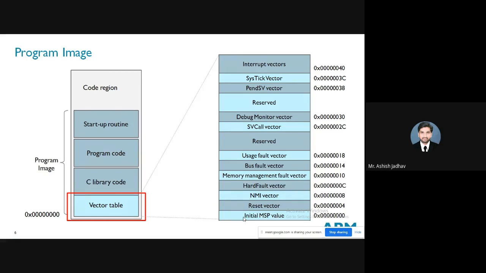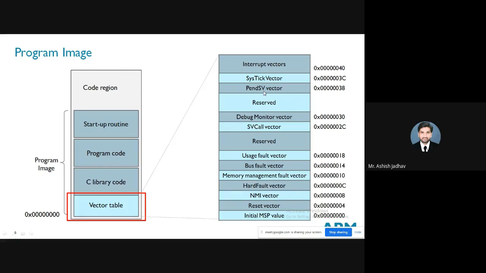00000008. If a hard fault exception comes, it will be executed from 0C. If a memory management fault occurs, it will be executed from 10 onwards. Bus fault, if it occurs, will be executed from 14 onwards. Usage fault, if it occurs, will be executed from 18. Service call, supervisor call, if it occurs, then it will be executed at 2C. Debug monitor, if this exception occurs, then it will be executed at 3C. Then some of the locations are reserved.